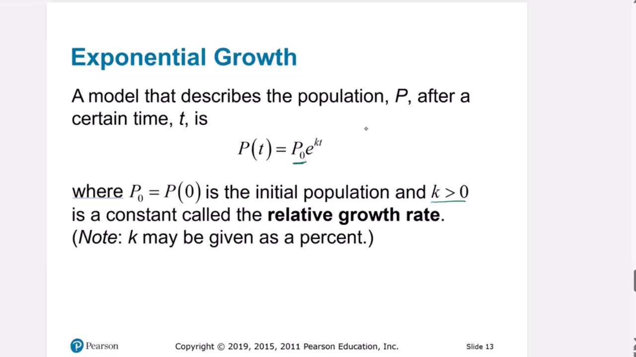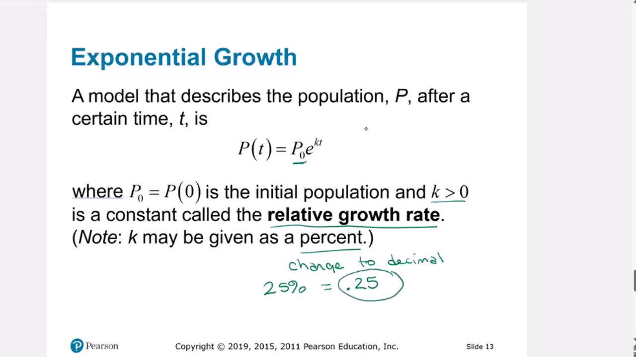K is the constant, and it's called the relative growth rate. And we may or may not be given that. If we're given it as a percent, we need to change it to a decimal. We never work with percents when we do calculations. If you get 25%, you divide that by 100 and you get 0.25. The decimal number is the one we're going to need to use.